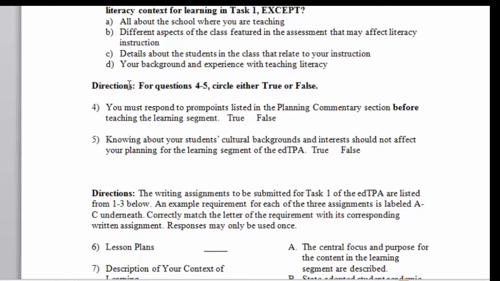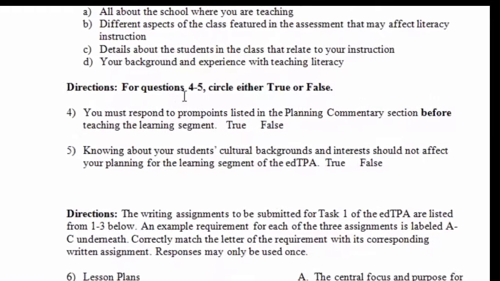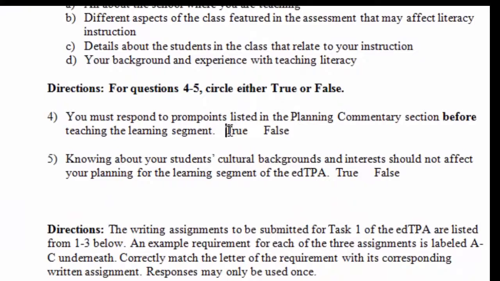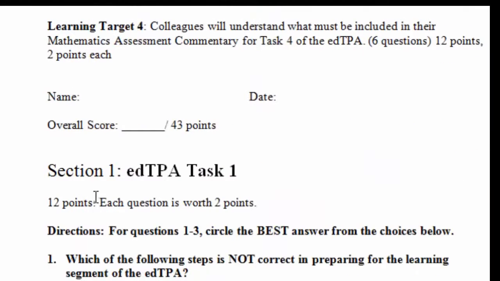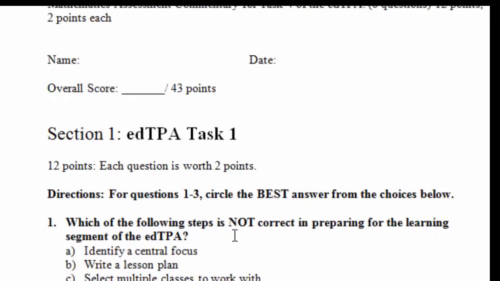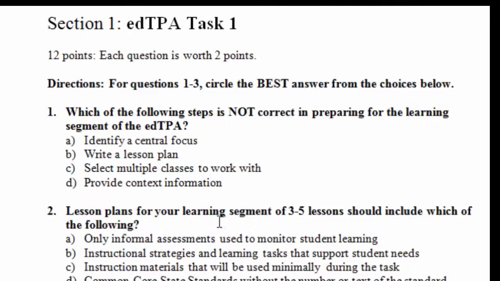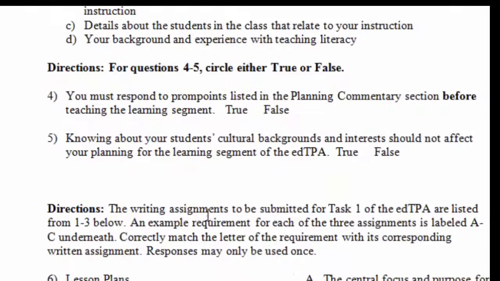So you can see here, there's directions for true, false. You need to have a true or a false. I prefer them at the end. And I would say for questions, circle either true or false. It's simple directions. Your directions need to be clear. Like in multiple choice, it should say for questions 1 through 3, circle the best answer. Notice best is capitalized. Circle the best answer. So it doesn't necessarily have to be the only answer, but it's the best one. All right.